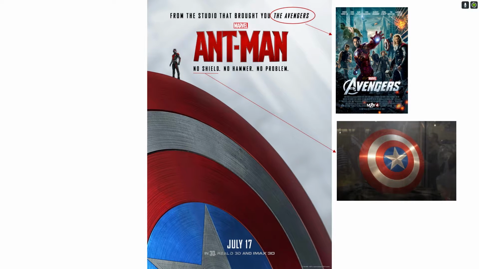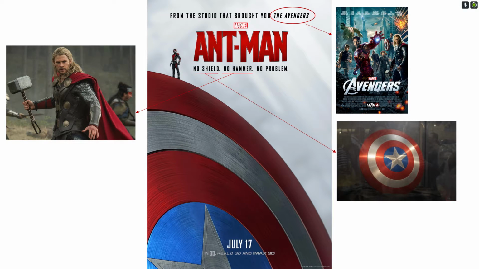Which brings us to our next focus, persuasiveness. How do we persuade our target audience to watch this movie? Well, people who have watched other Marvel movies like me will definitely want to watch this, because there are lots of features that remind us of that. An example is Captain America's shield, the text saying no shield, no hammer, which represents another superhero weapon, Thor from Marvel, and the text that says The Avengers.